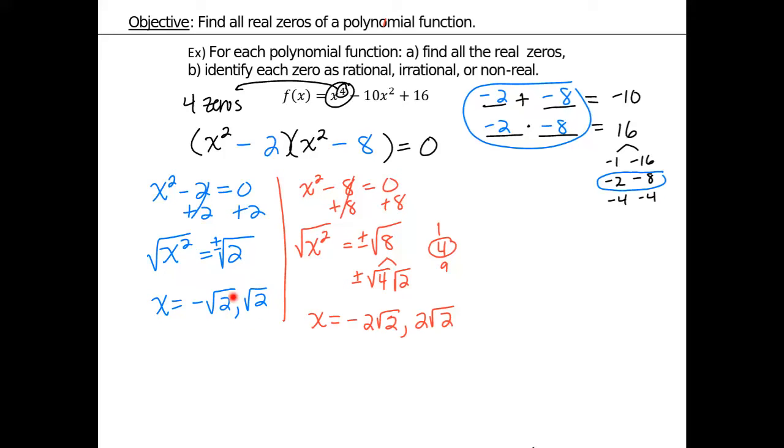So notice that has a square root, square root, square root, square root. They all have square roots, so those are all going to be irrational. And then you want to double check, do you have 4 of them? I have 1, 2, 3, 4 zeros, so I do.